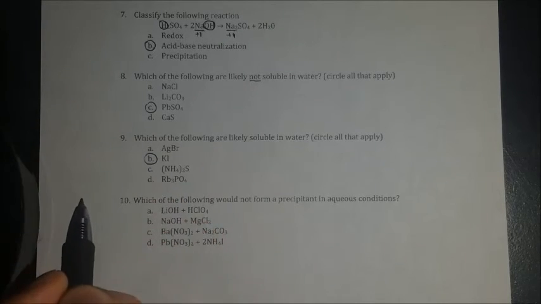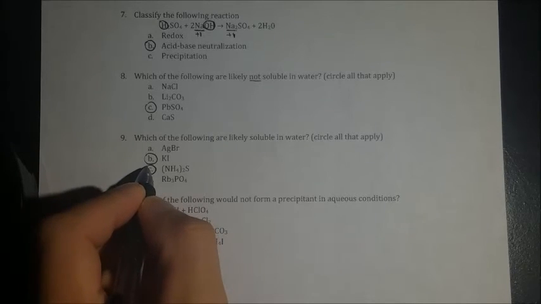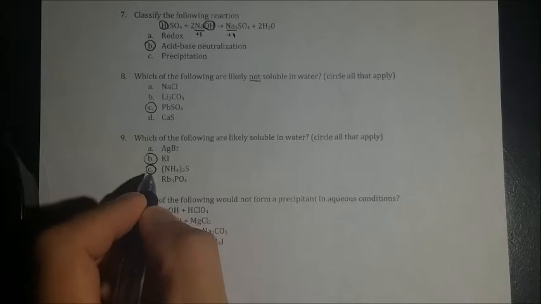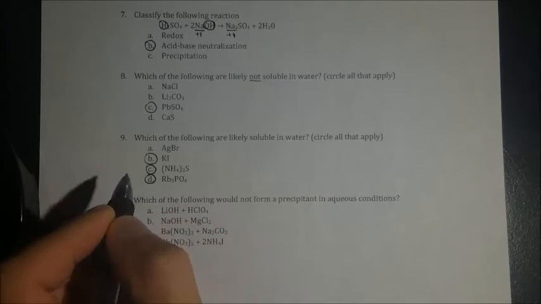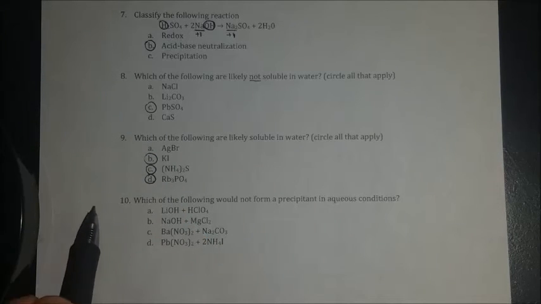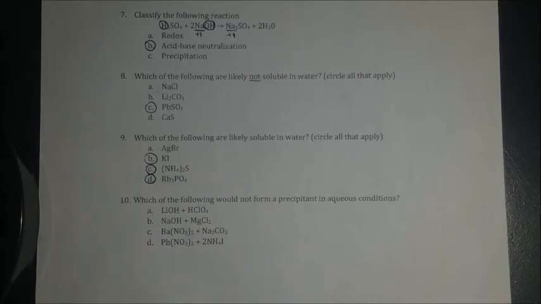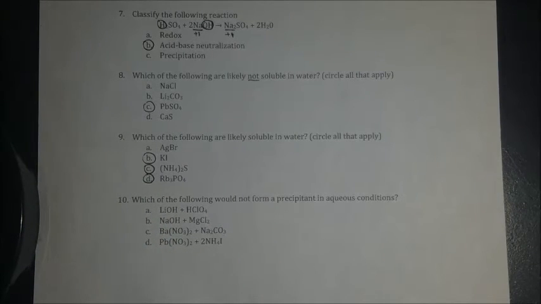And what we find is that potassium iodide is very soluble, ammonium sulfide is very soluble, and rubidium phosphate is also very soluble. So these 3 things are soluble in water. Silver bromide is not. Okay, so the answers for number 9 would be B, C, and D. And then lastly, for number 10, which of the following would not form a precipitation in aqueous conditions?